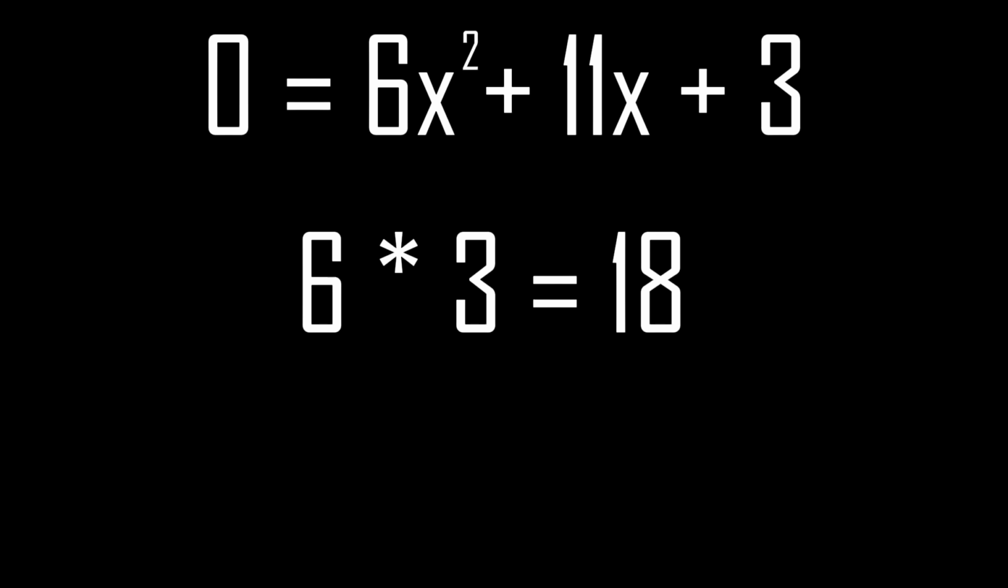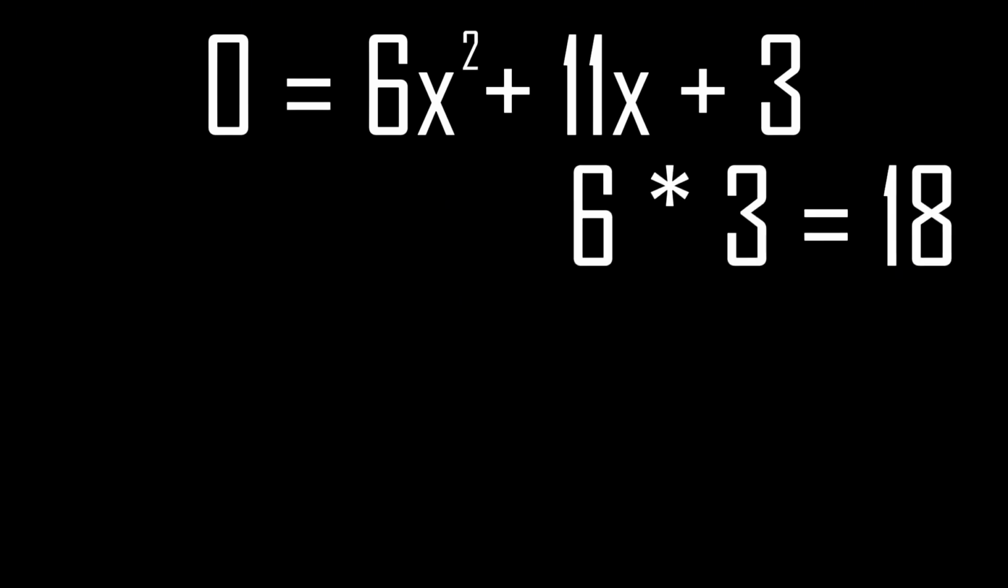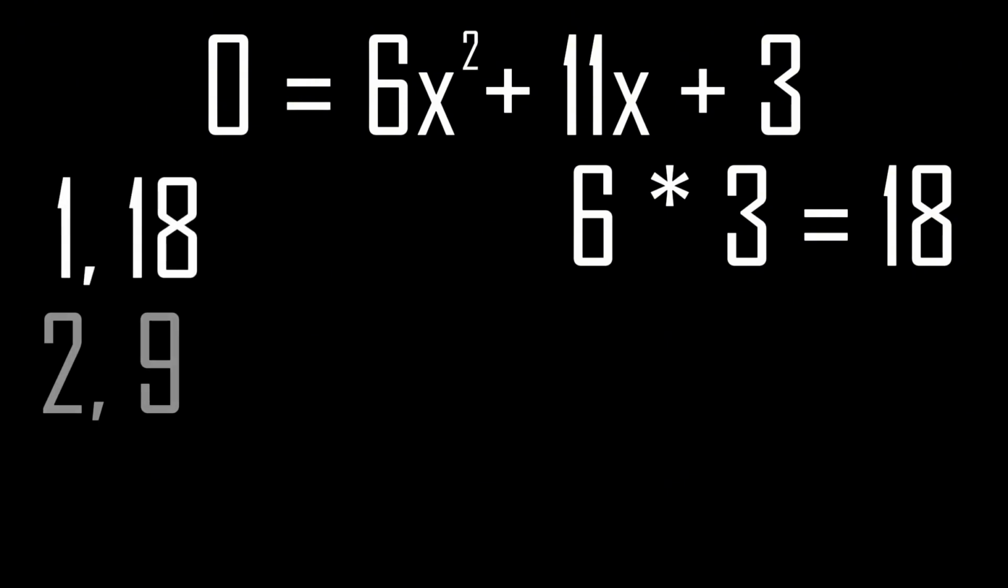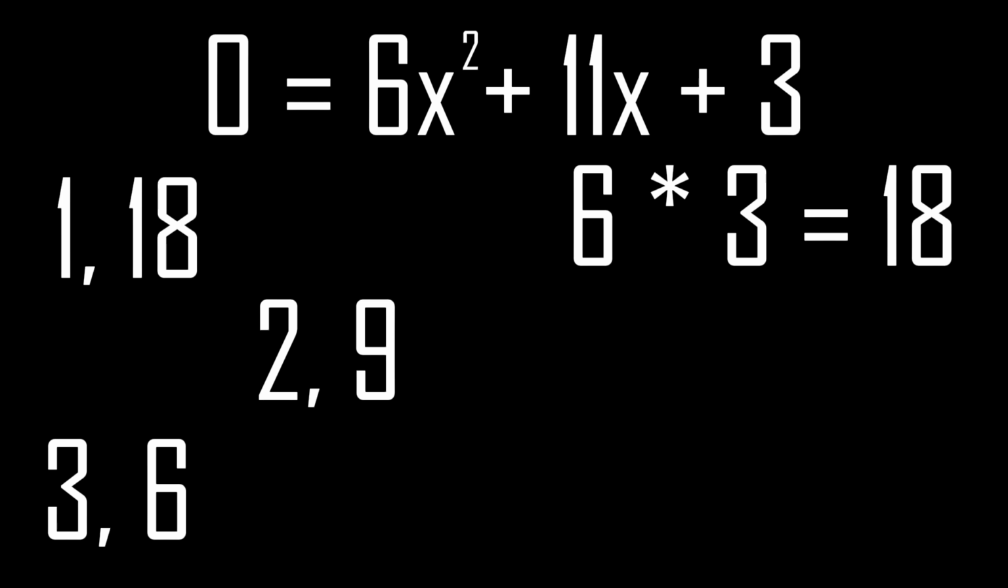The numbers you need to find now are numbers that multiply to the new value you found and add up to the coefficient of x. 6 times 3 is 18. 18 has factors of 1 and 18, 2 and 9, 3 and 6. One of those pairs needs to add up to 11. 2 and 9 add up to 11.